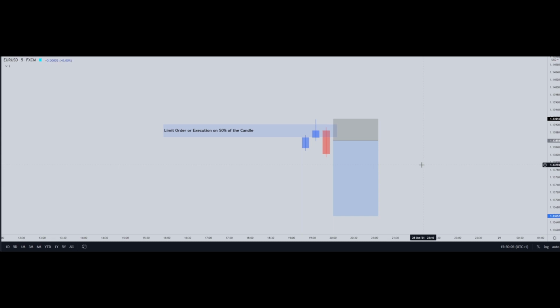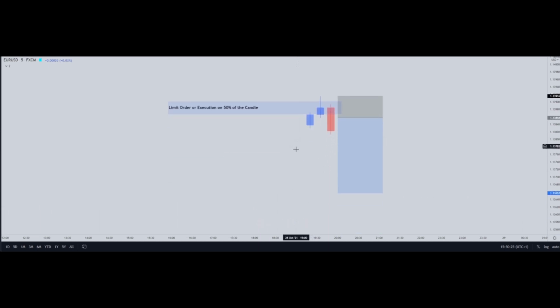The only con I can think of is that sometimes it may not come back to the 50% of that. If you're using limit orders, for example, you set a sell limit based on the 50% of this candle, sometimes it may not come up to that. So maybe if you prefer to enter based off the open, then that's a better one than choosing this, because sometimes it may not perform that top wick.